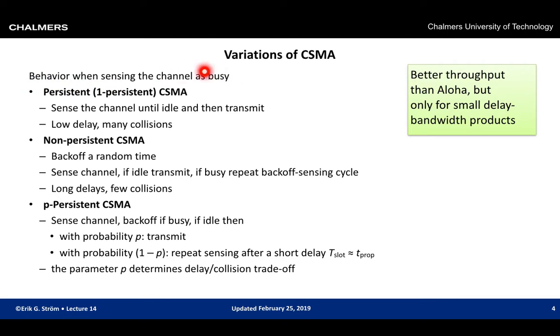So variations of CSMA differ in behavior when sensing the channel and the channel is sensed as busy. So what to do then? The first rule one can think about is called 1-persistent CSMA. It's basically a two-stage process. We listen to the channel until it's idle, and the moment it becomes idle, then we transmit. So it's a very aggressive method. Listen to the channel, and the millisecond or microsecond it becomes available, we transmit. So what could potentially be the problem with such a MAC protocol?